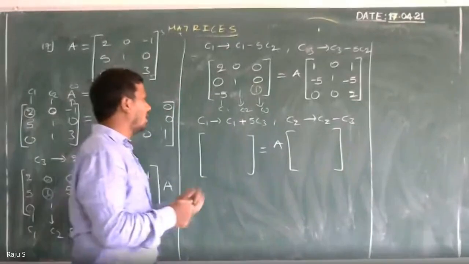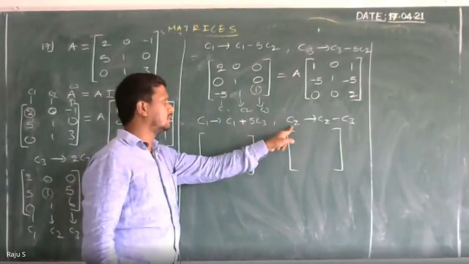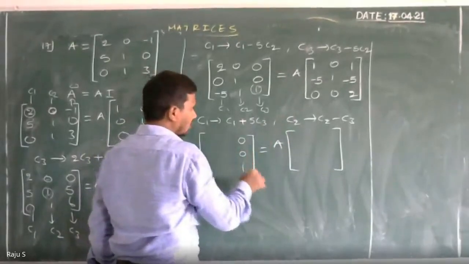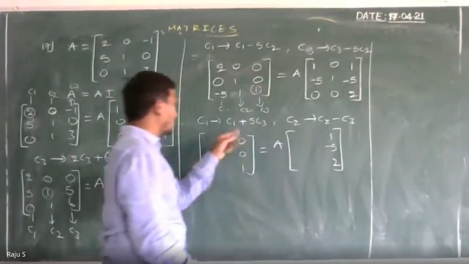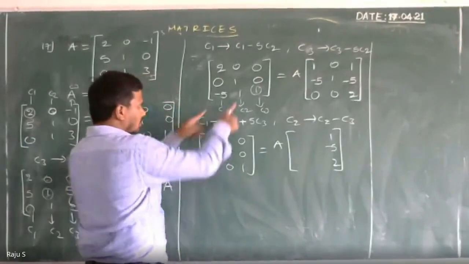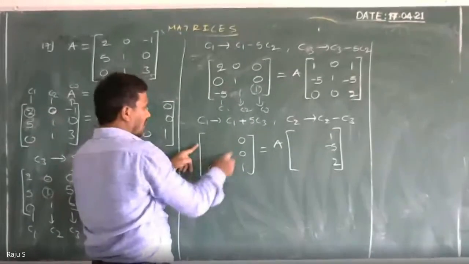So which column remains the same? C1, C2 are changing. C3 will be the same. So 0, 0, 1. Here C3 is 1, minus 5, 2. C1 becomes, so immediately you should write 2 or zeros here. To make these two values 0 only, we apply this, just to find the four values.